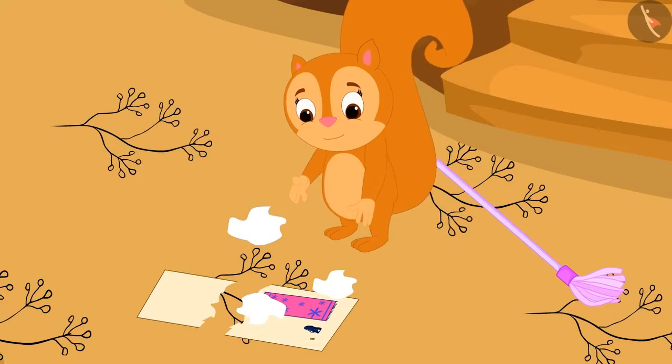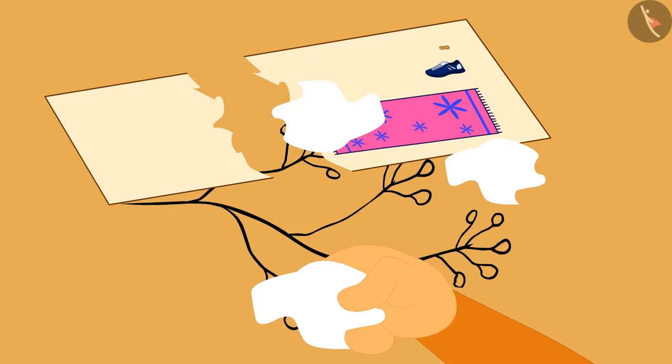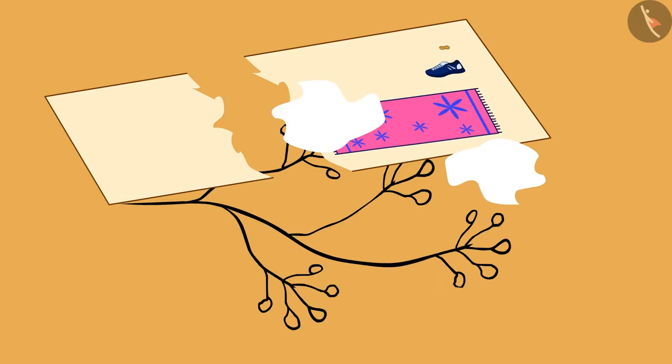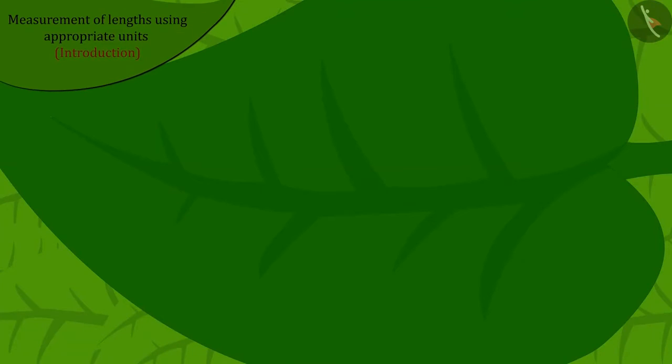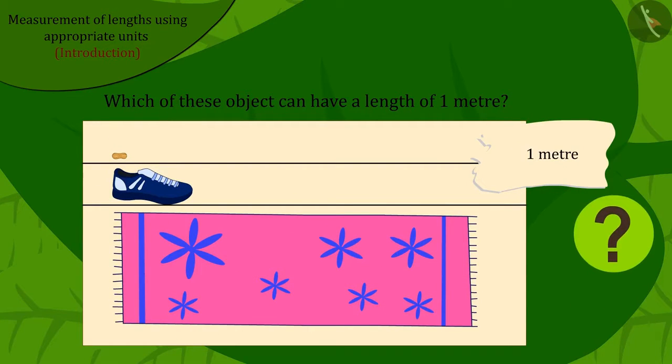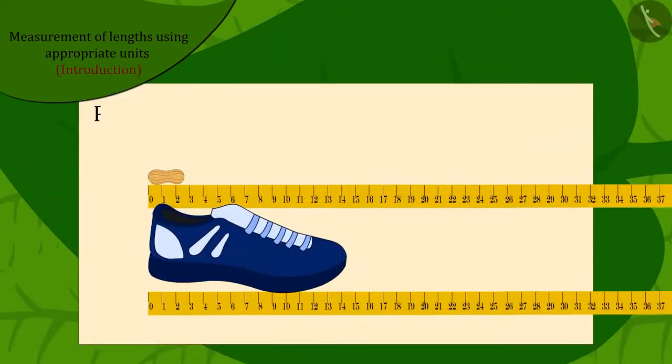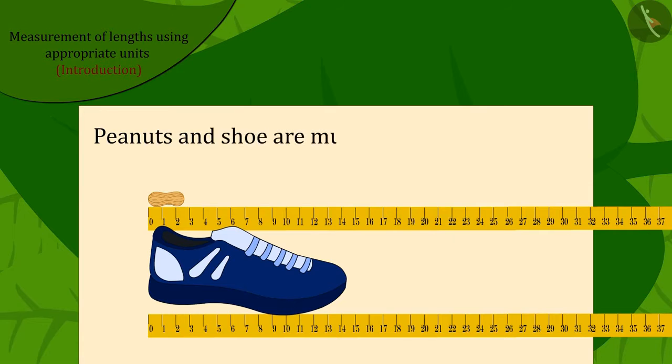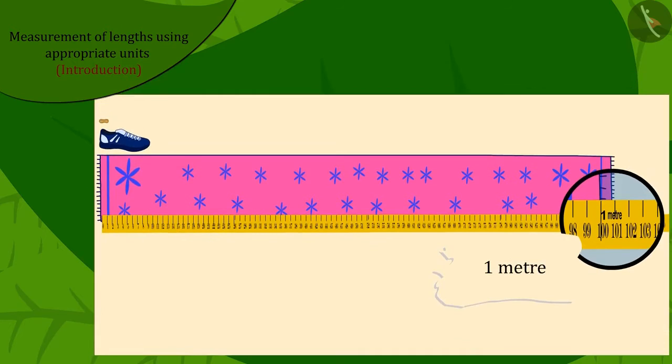She then picked up a piece of paper from those pieces of paper with 1 meter length written on it. Kids, can you tell which of these items can be 1 meter in length? Absolutely correct. Peanuts and shoe are much smaller than 1 meter. It is possible that the length of the mat is 1 meter. Hence, the correct answer is length of the mat.